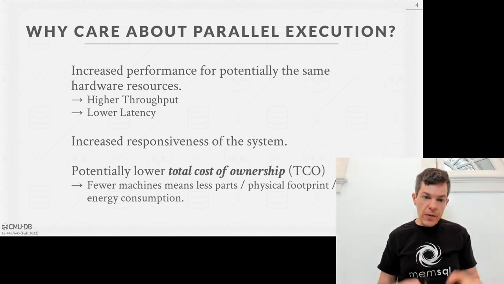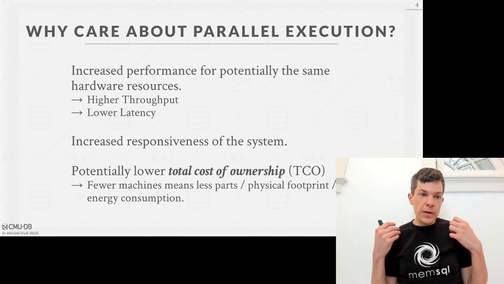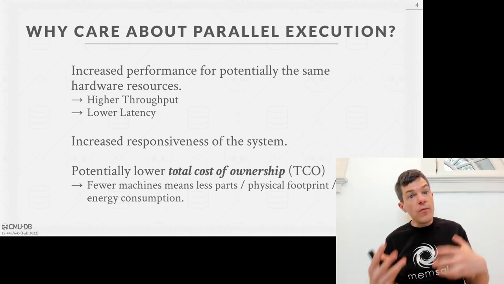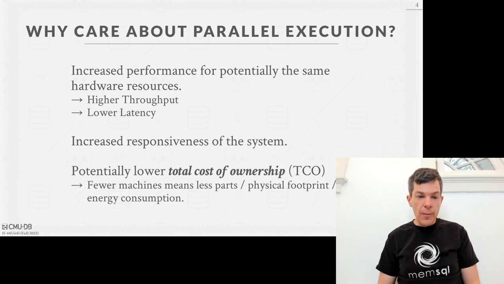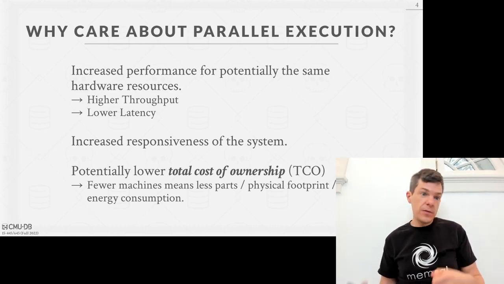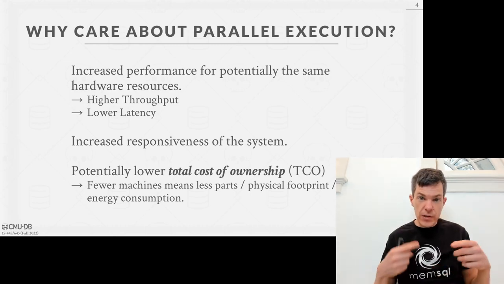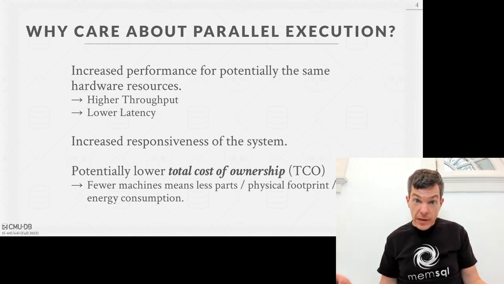Related to all of this, you're going to have what is called TCO, or total cost of ownership, reduced for your system. Again, because we can take full advantage of the hardware that we're given, at the CPU or even the disk, we're going to need fewer machines, fewer parts to put in these machines and maintain them, and fewer people to maintain these machines.